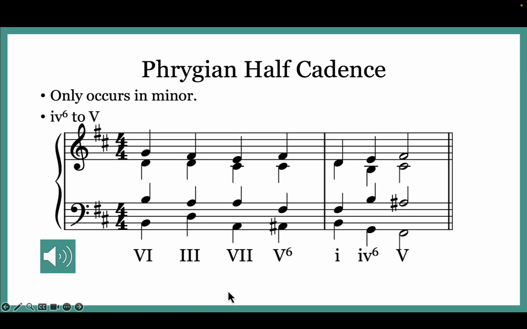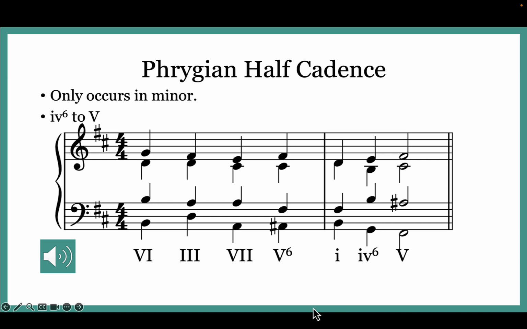Okay, so now we have our Phrygian half cadence. This ends on 5, which is why we have that half cadence. It is a very special cadence. It is when we have a minor 4/6 to 5. I know that's so strange, but it's a minor 4/6 to 5. They're very special conditions. It only happens in minor keys. So that movement from 4/6 to 5 is going to indicate a Phrygian half cadence.